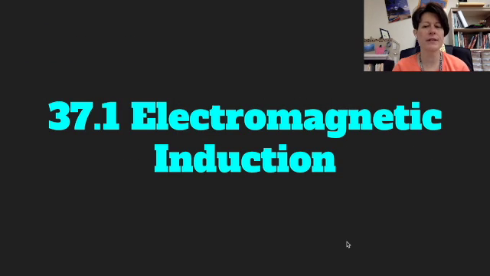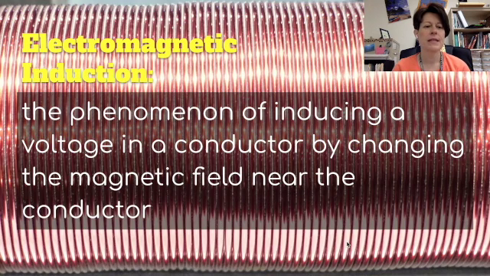So our first topic is electromagnetic induction. So what is it? This is the phenomenon of inducing a voltage in a conductor by changing the magnetic field near the conductor. When we induced charge before, that meant that we changed the field around it to produce a voltage, and it's the same idea here, except for now we're using magnetic fields to do this.